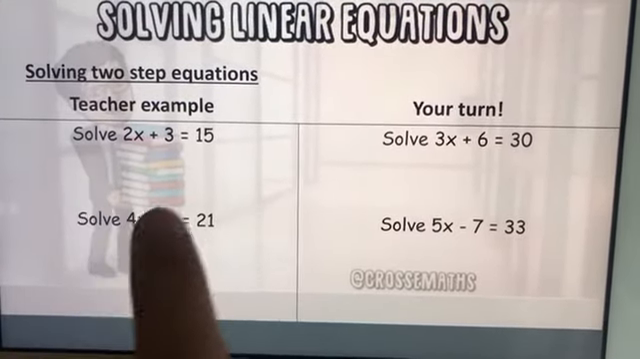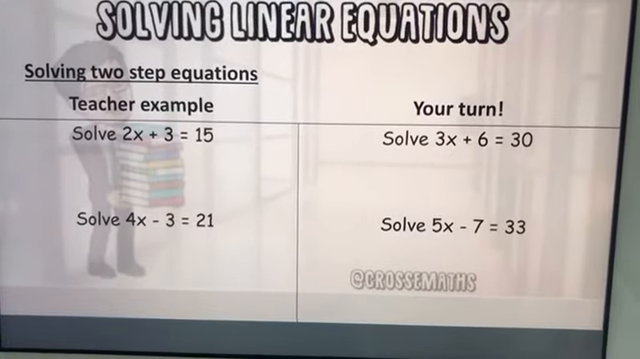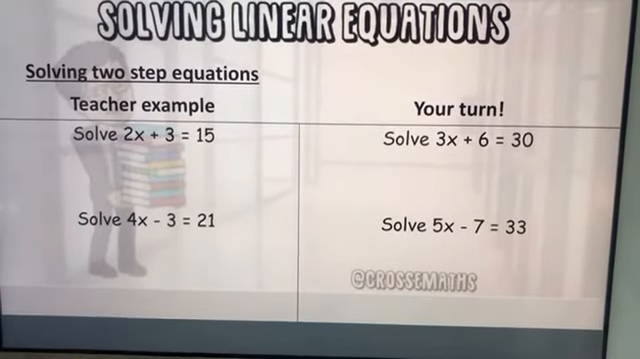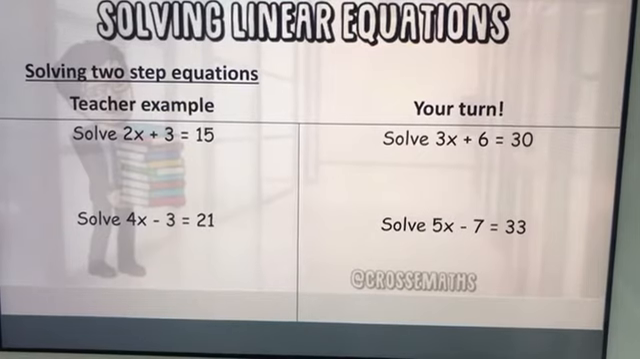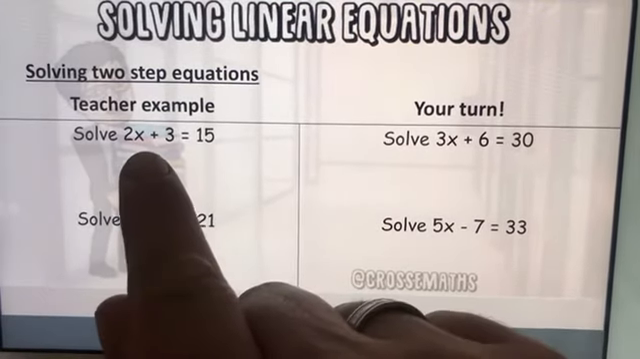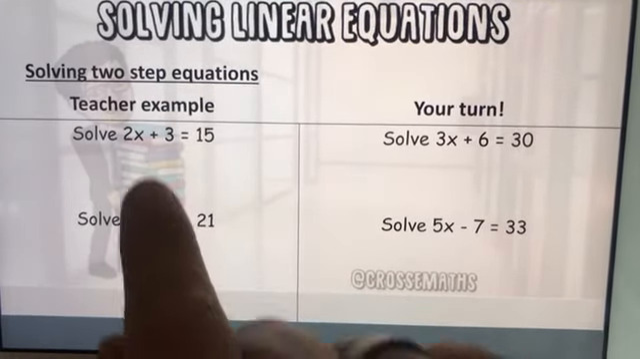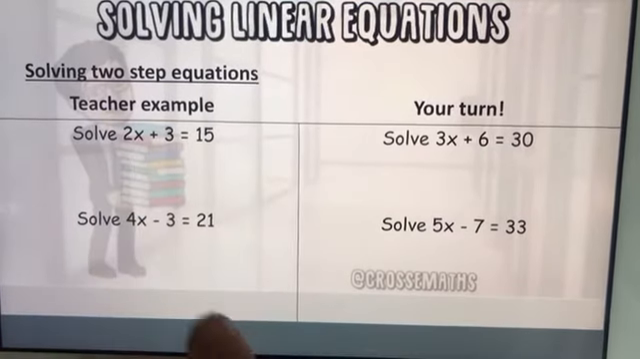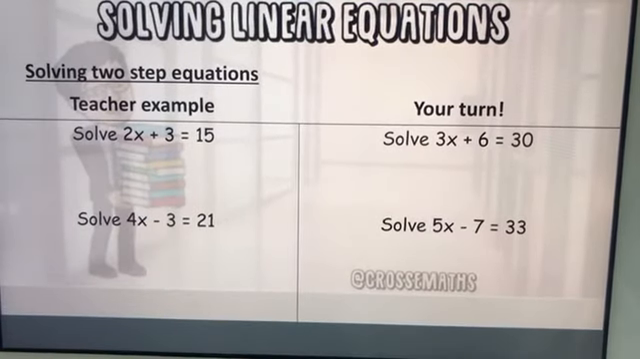So 2x take away 3, these are called two-step equations. These are the normal ones you'd see at foundation level, okay? 2x plus 3 equals 15, okay? I've got to get rid of this number on the end first. I can't get to the 2x at the moment because that's trapped. I've got to get rid of the 3 on the end first.